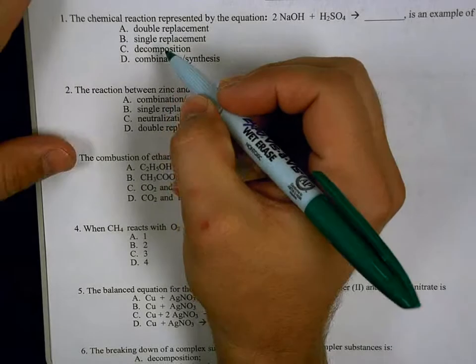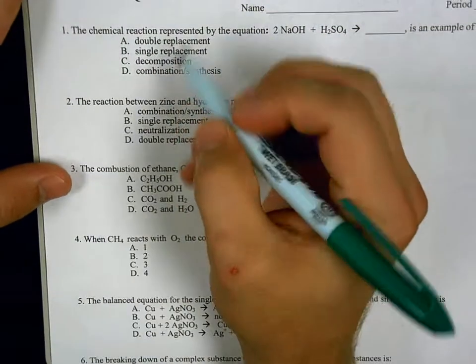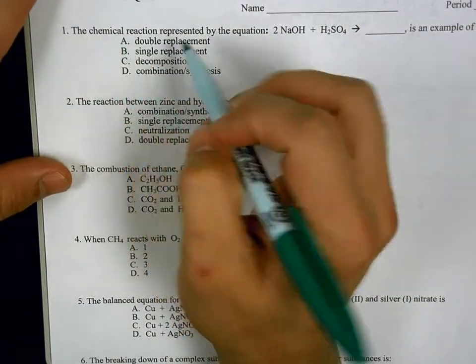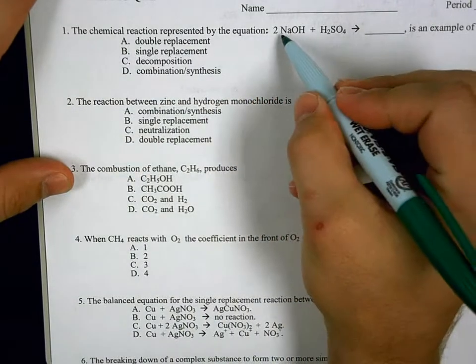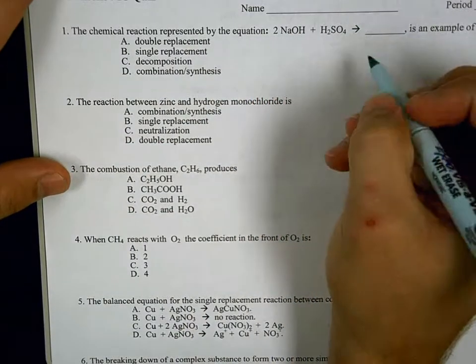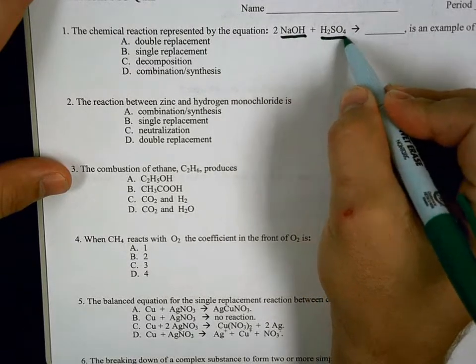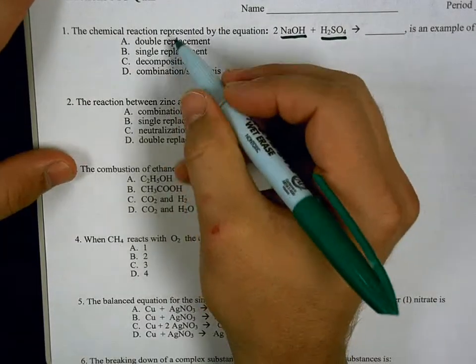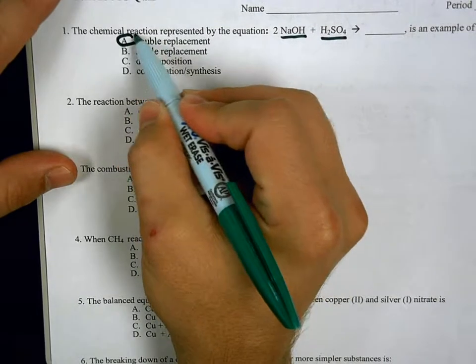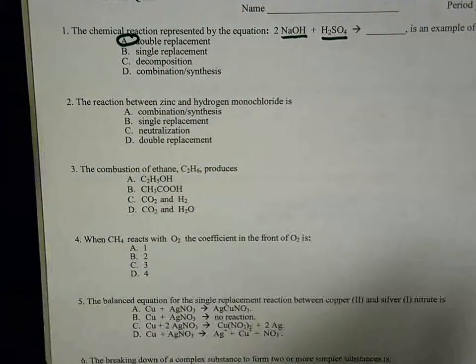Okay, right now I'm going to grade the quiz from yesterday's class period. Number one, the chemical reaction represented by the equation 2NaOH plus H2SO4. In this type of reaction, it looks like we have a compound reacting with a compound. And among the choices, I think that looks how we've always described a double replacement reaction.